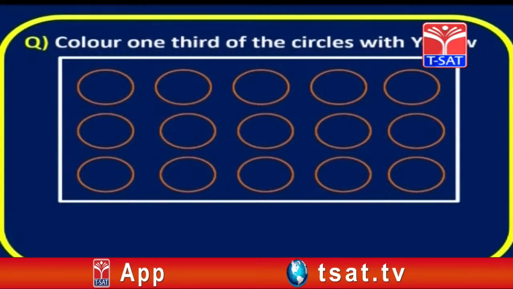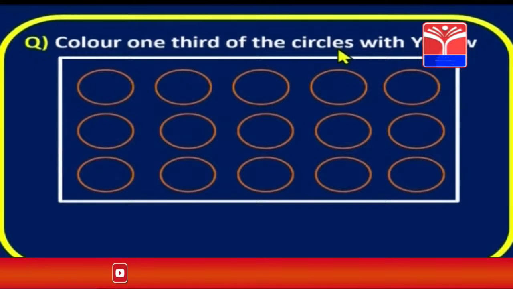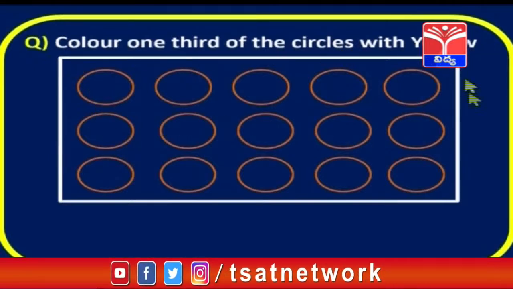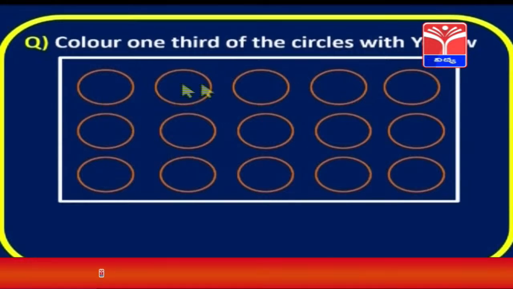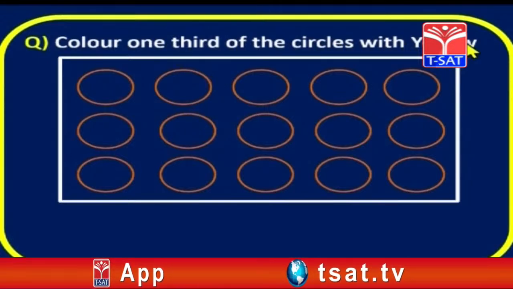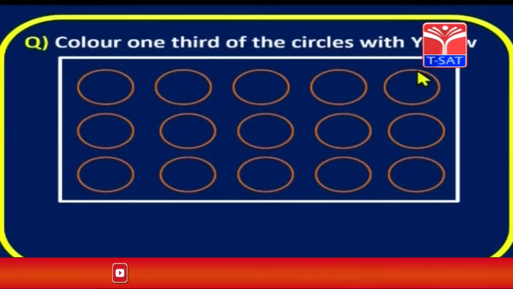Okay children, what is the question here? Observe. Color 1/3 of the circles with yellow. Yes, what do you have to do now? Here there is a box in which we have circles. Out of the circles, we have to color only 1/3 with yellow color. How to do this? Before going to this problem, we should know the number of circles. Instead of counting like this, what can you do?